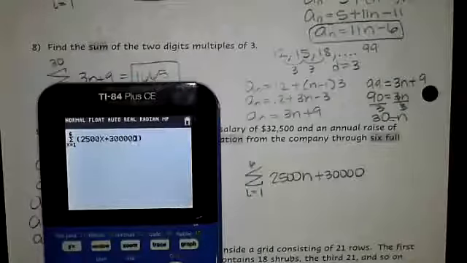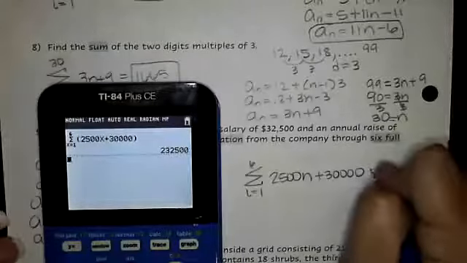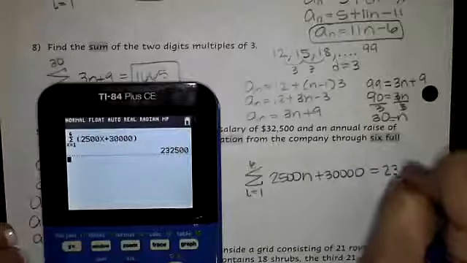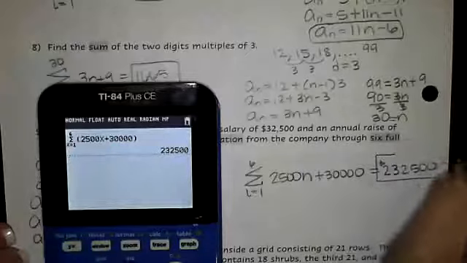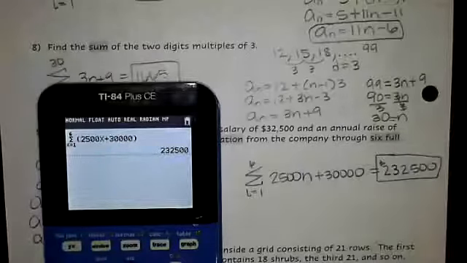All right, so now we put that in the calculator for the summation and we hit enter. And so her total compensation would be $232,500. That's how much she's going to have after the 6 years in pay.